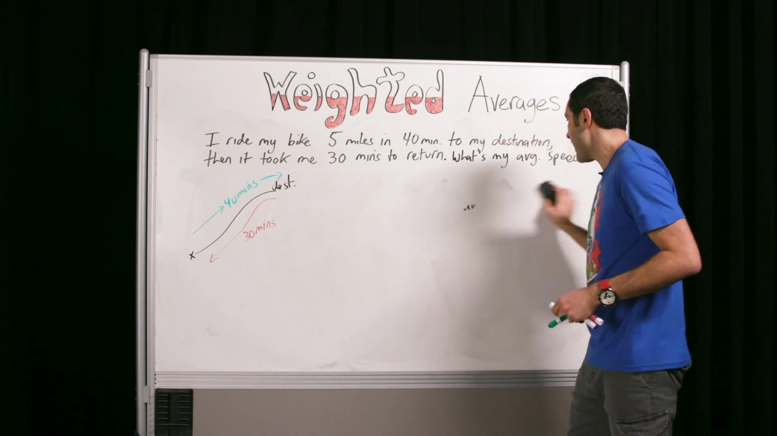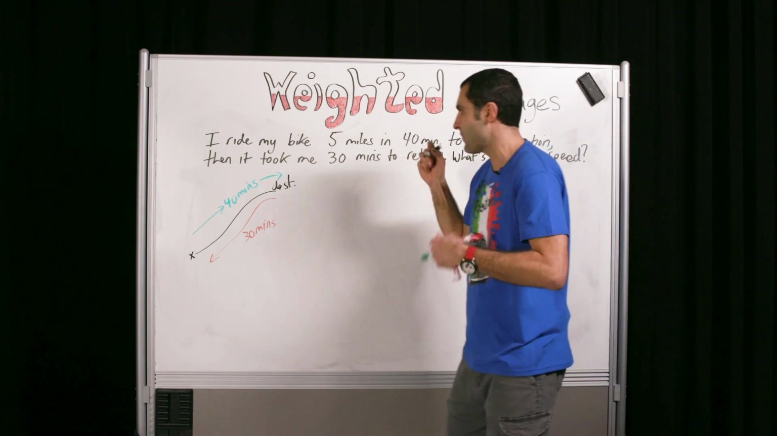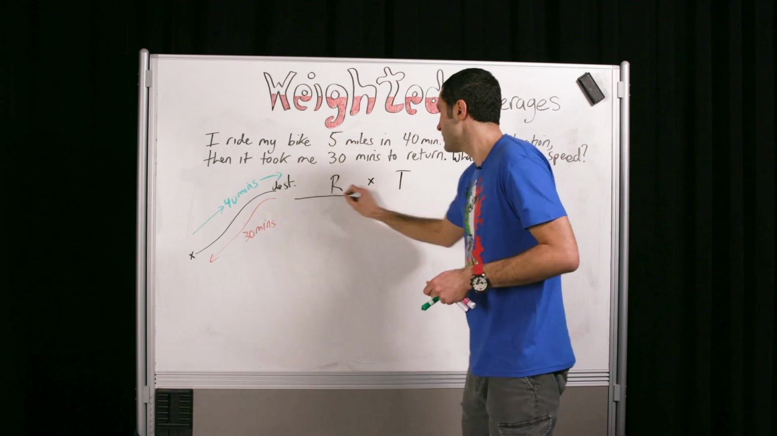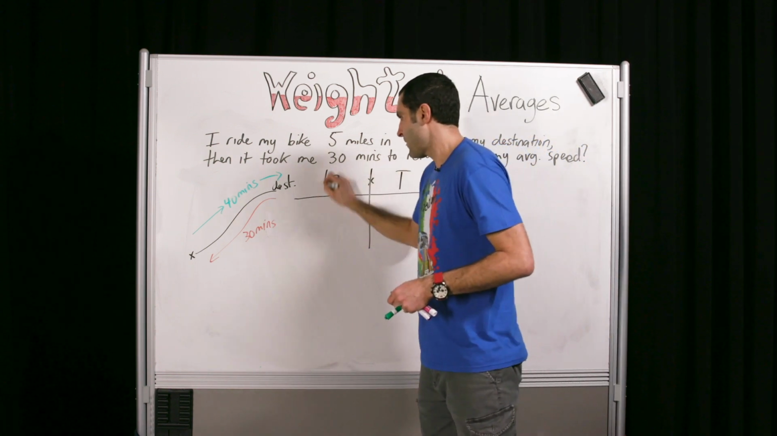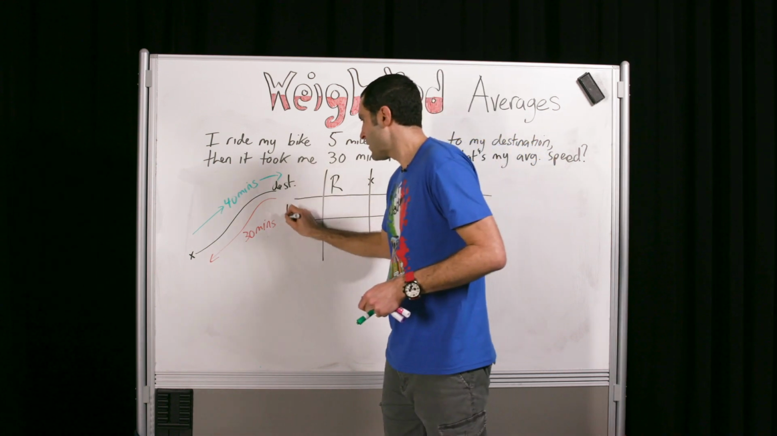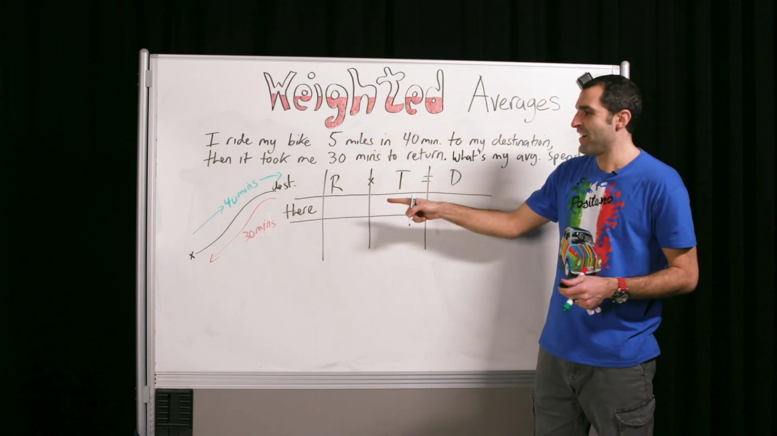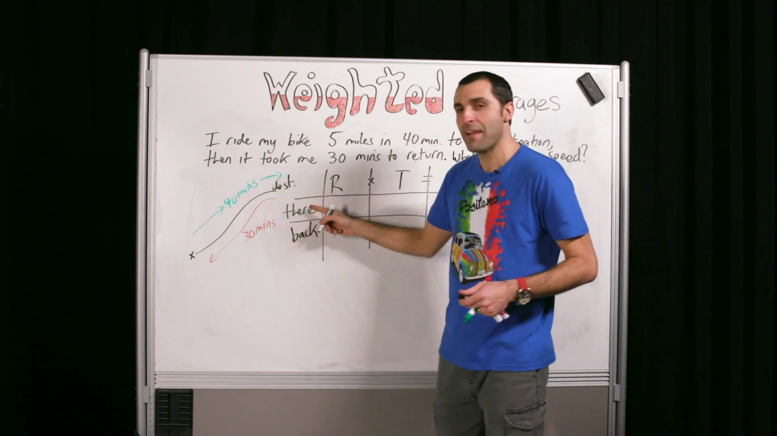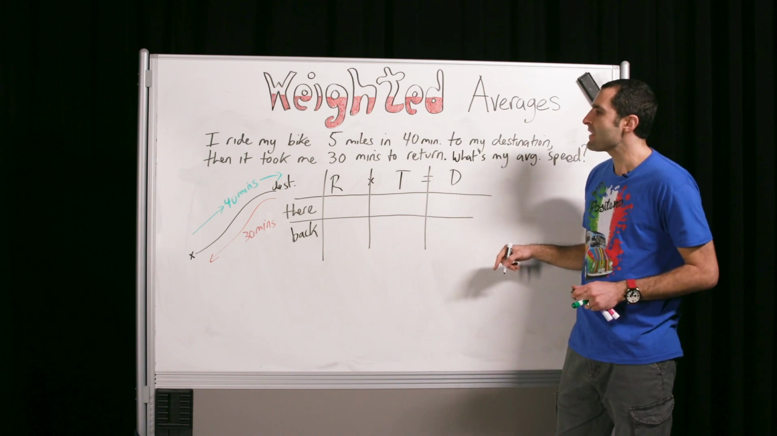So let's go ahead and do our distance equals rate times time process, starting with rate times time equals D. All right, so we have there. I should probably say there to you to calm you down. There, there, and back. You'll be fine. I got your back. All right? So, let's figure out what we know.